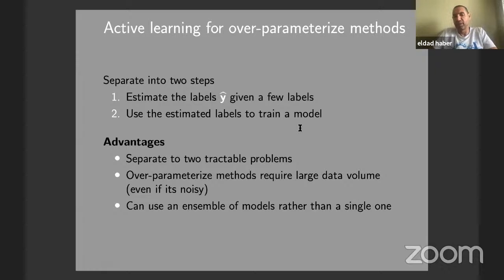And of course, we can use this to ensemble models. So for example, we'll not necessarily have one estimate of this y. We may have many estimates. We can talk about this a little bit later.